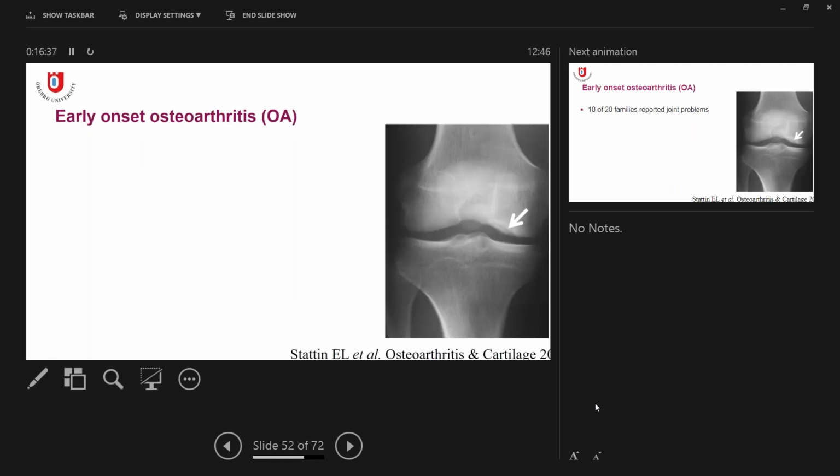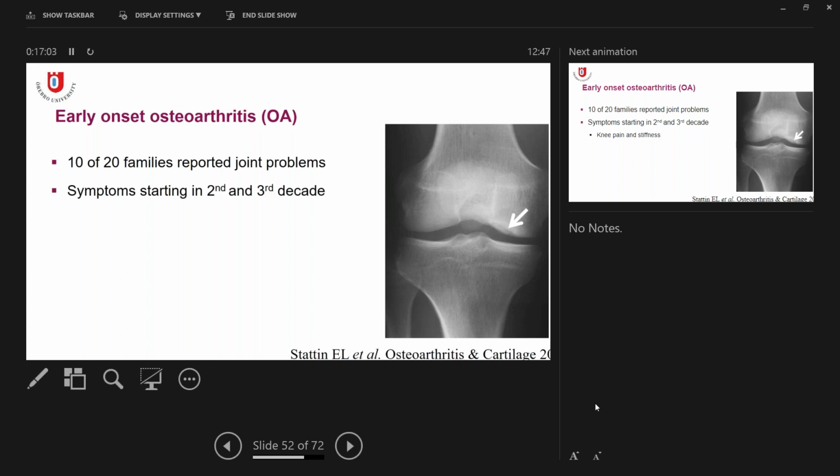Unfortunately, it doesn't only affect the growth plate, but also other cartilage like the articular cartilage. And I think this is part of why we should do this, because this will help us identify other associated conditions. So in 10 of 20 families reported joint problems, typically with symptoms starting in the second and third decade, with knee pain and stiffness and locking. And if you do an MRI in children, you can sometimes see osteochondritis dissecans.